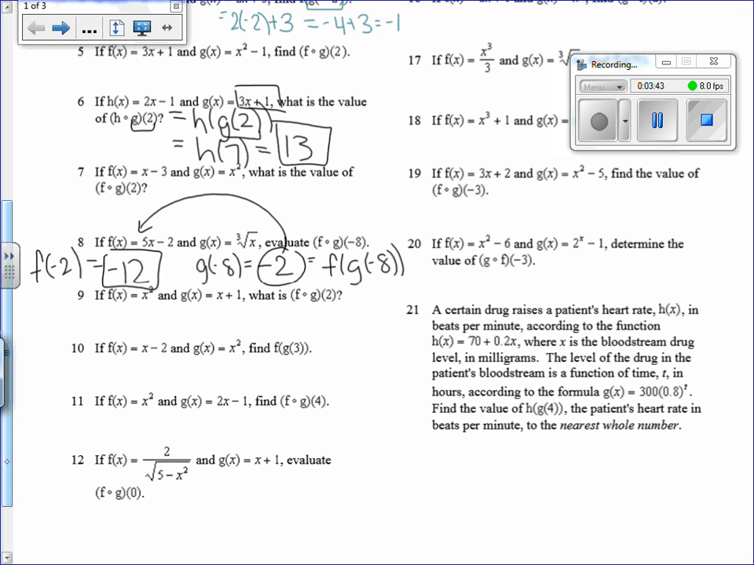Number 10 does not have the circle notation, so straight up we know that we need to do G of 3 first, because that's what we're going to put into F. G of 3 means we're plugging 3 in here. We get 3 squared, which is 9. So I'm going to take this 9, and that's what I'm going to put into F. So F of 9 is 9 minus 2, which is 7. So 7 is your final answer.